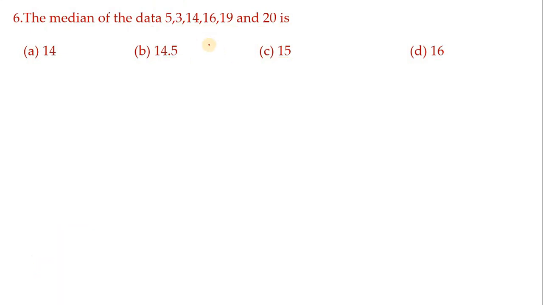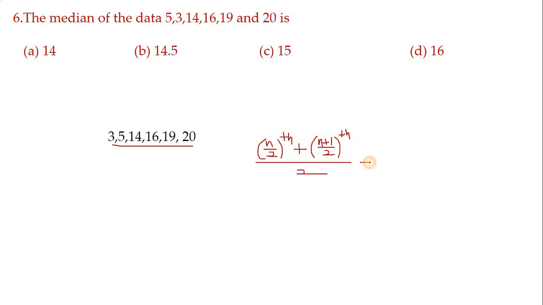So how to find this? First arrange the given data in ascending order. See here I have arranged it in ascending order. Next, what you want to do is n by 2th observation plus n plus 1 by 2th observation, over divided by 2. Here n means 6. So 6 by 2 means the third observation, children, plus n by 2 plus 1, that is the fourth observation, divided by 2. The third observation is 14 here, and the fourth observation is 16.